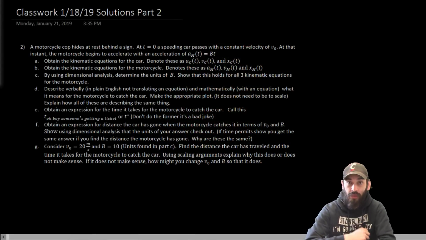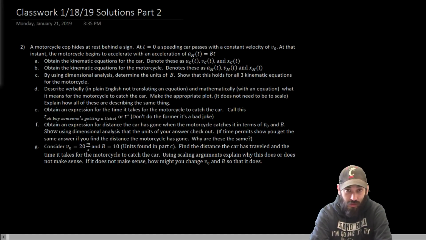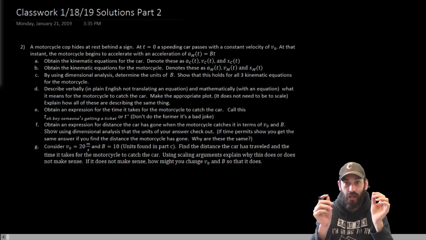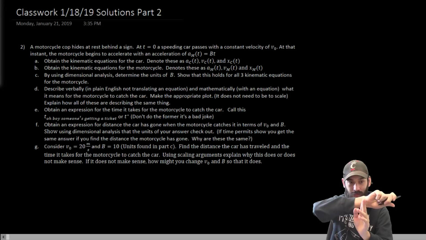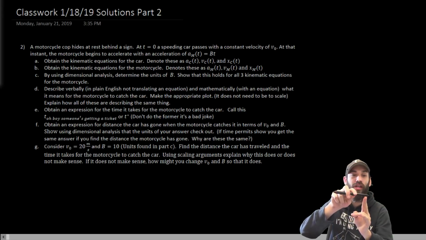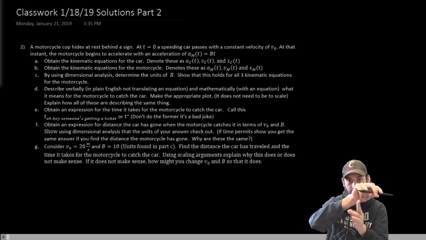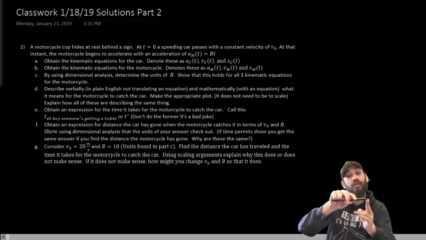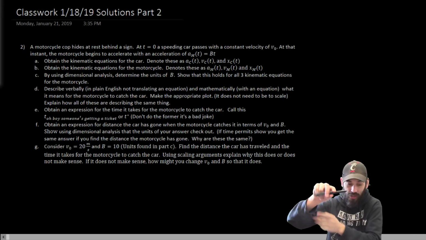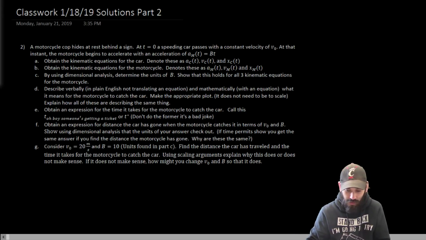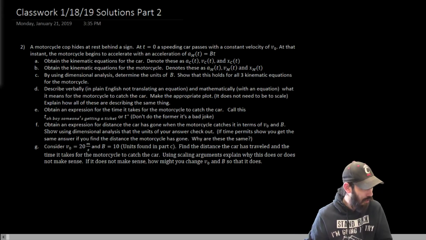Okay, so if you guys remember the second problem from last week, it involved two objects. You had a police car and a speeder. The speeder is speeding past the police car, and at time t equals 0, it just passes it, and then the police car sees that it's speeding and decides to accelerate and catch it. So let's go through this one real quick.